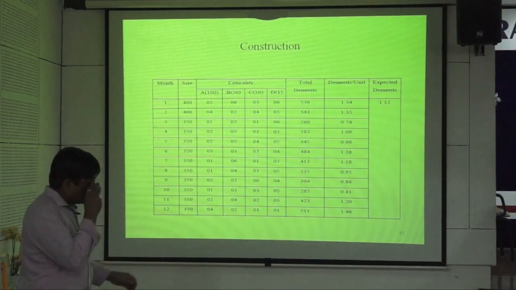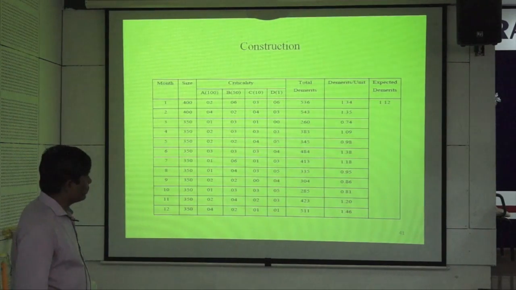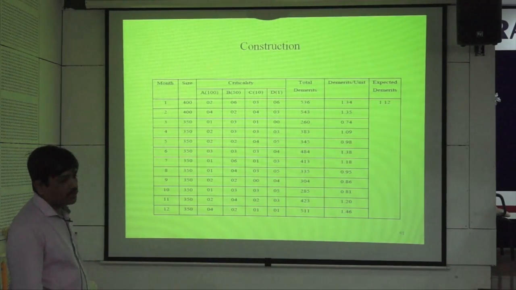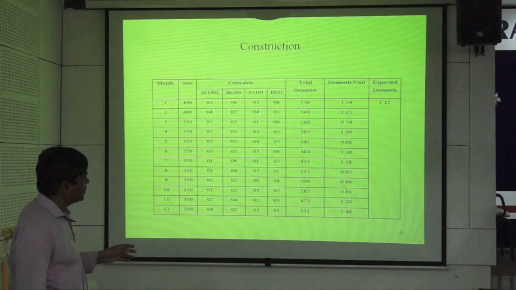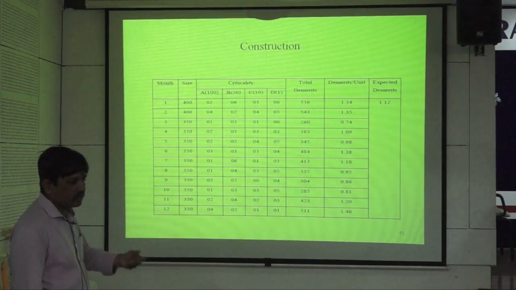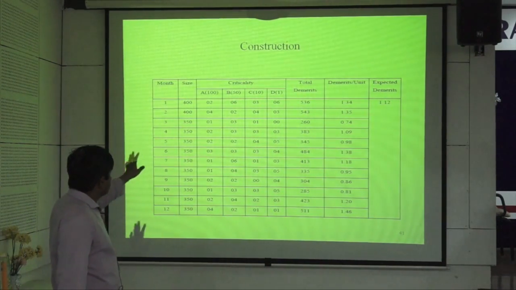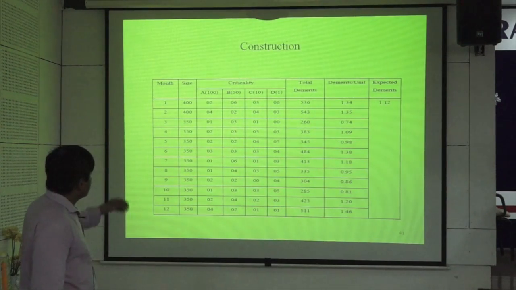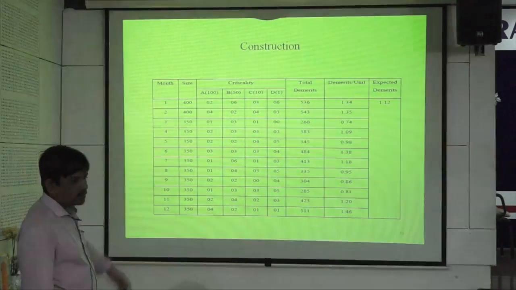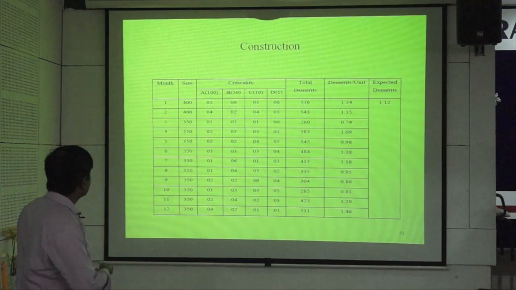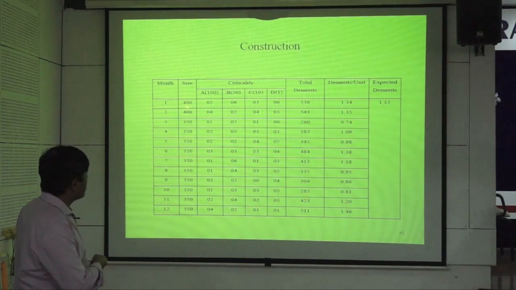Now, after classifying the defects into these 4 categories, we used the data for construction of the demerit control chart. The method was very simple: calculate upper control limit, lower control limit, and center line. This is how I have summarized it. This data is for the first year. Now, this is for month 1. The size of the lot was around 400 pieces.